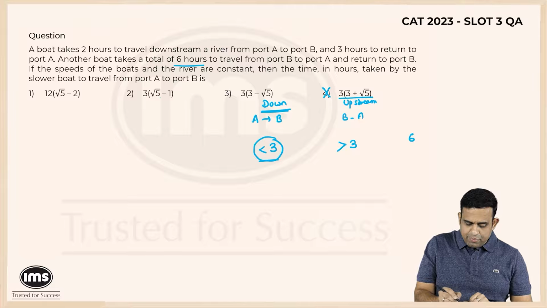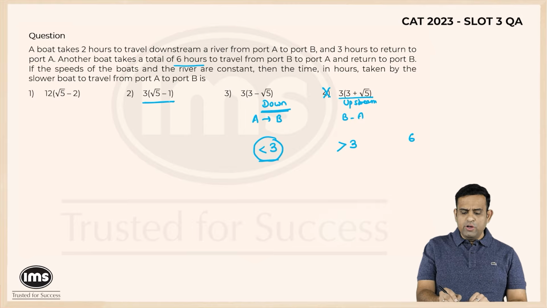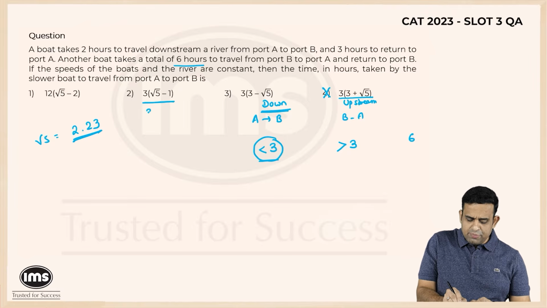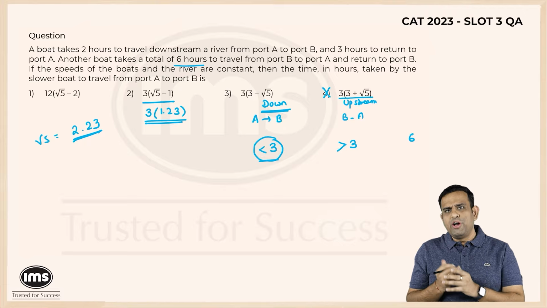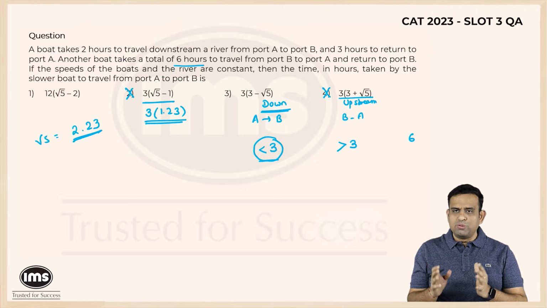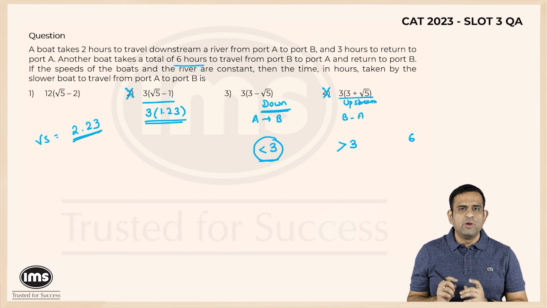Then one can possibly look at this particular part. 3 into root 5 minus 1, the value of root 5 is approximately, one can take it as 2.23 or 2.24. So in this particular case, this is going to become 3 into 1.23. And this 3 into 1.2 also one can say is 3.6 and cannot be the answer. So option number 2 and option number 4 can be ruled out using simple common sense. And then one has to decide between option number 1 and option number 3 over here.